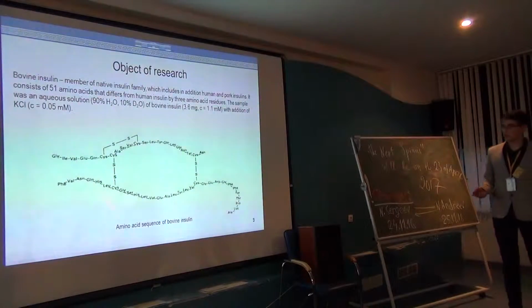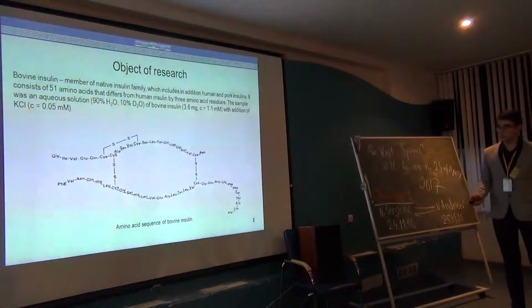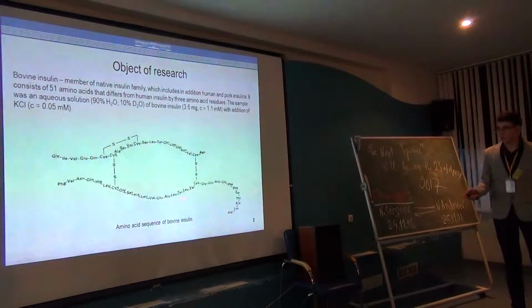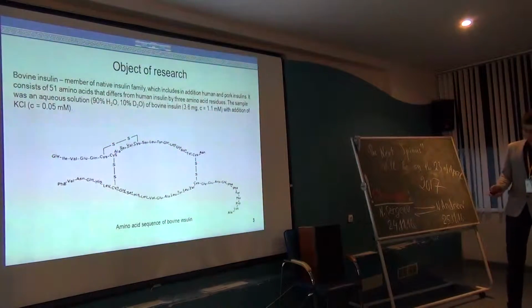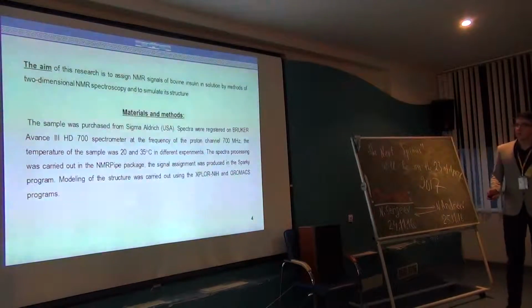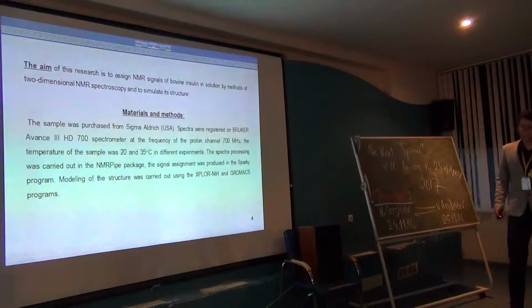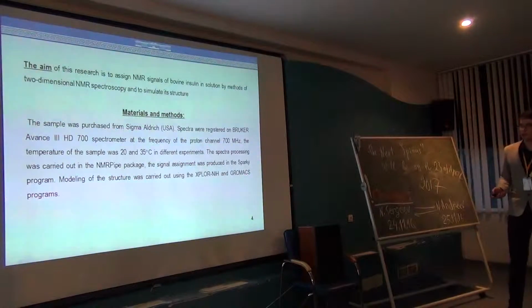In the picture you can see the amino acid sequence of bovine insulin, which consists of two chains. The short is called A chain, and the long is called B chain. And you can see three disulfide bonds. So, the aim of my research is to assign NMR signals of bovine insulin in solution by two-dimensional NMR spectroscopy and to simulate its structure.